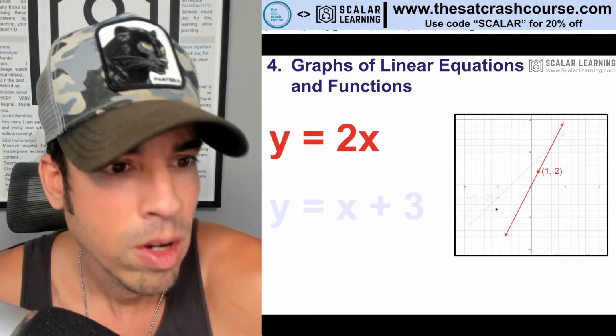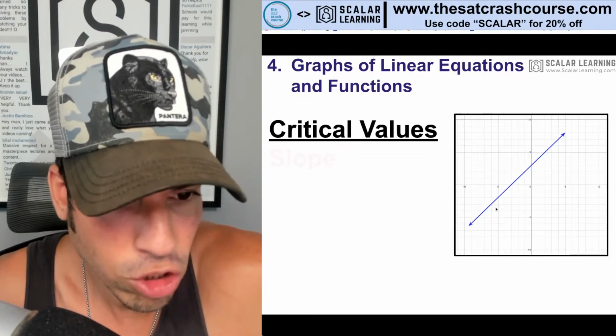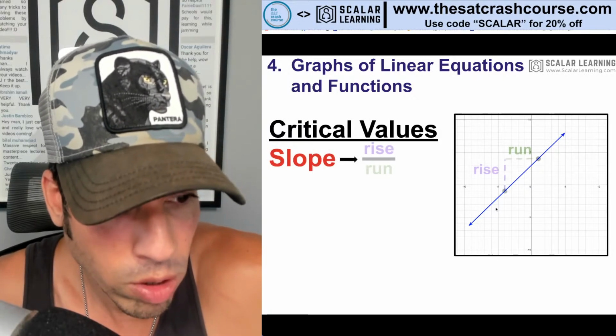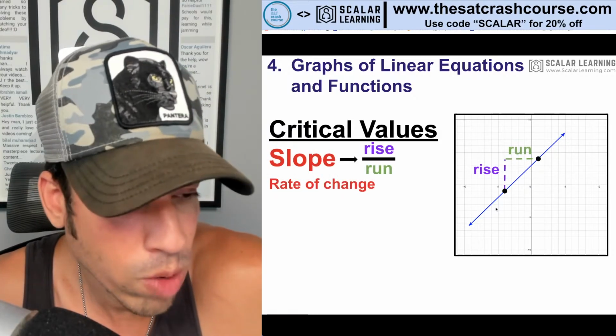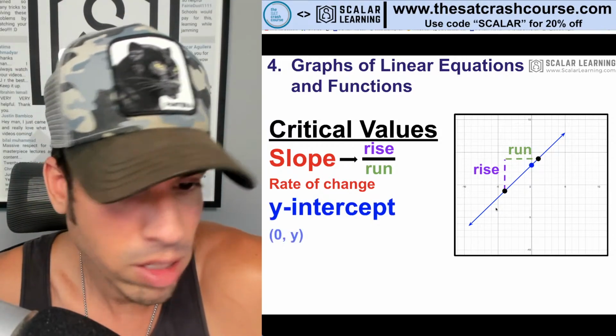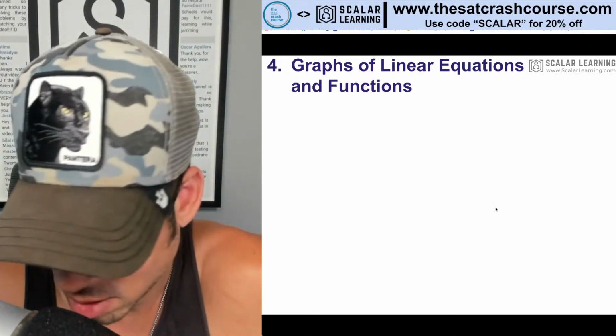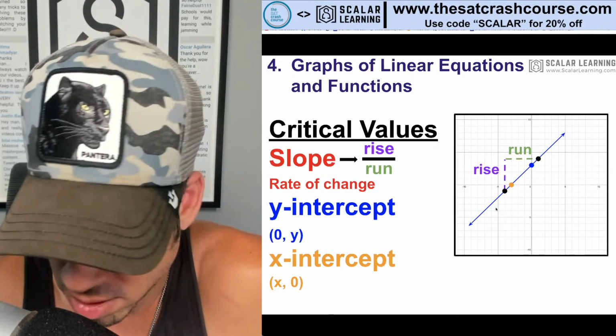We got to hustle here. So graphs of linear equations and functions, right? We're gonna kind of jump through this. So again, my critical values, as I mentioned, we got the slope, which is rise over run. That's my rate of change, which we talked about. We got the y-intercept where it hits that y-axis, that blue dot right there. And then our x-intercept where it hits the x-axis, as you can see right there in that orangish yellow color.